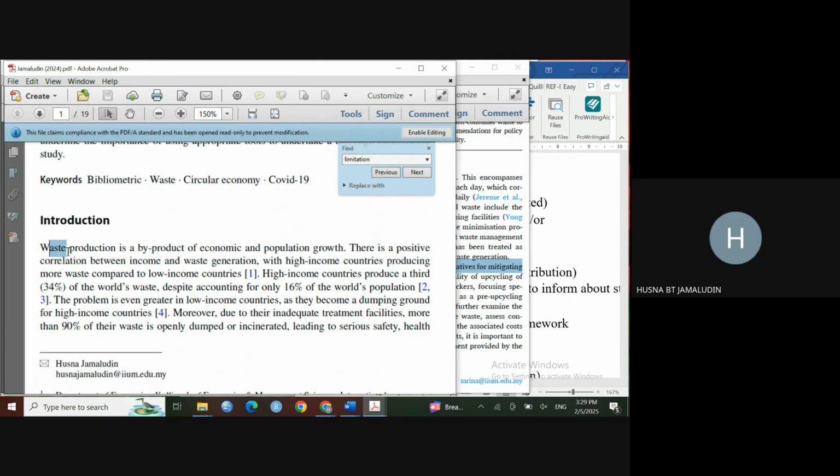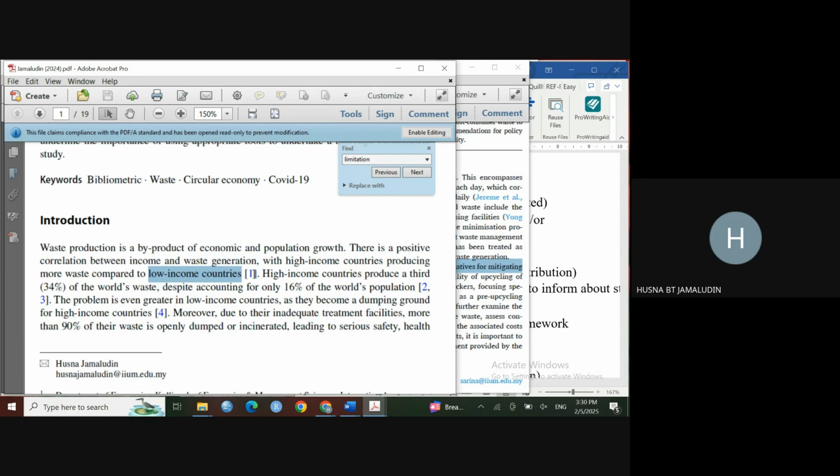Here, this is just a general statement. Waste production is a byproduct of economics and population growth. When the economy improves and your population is increasing, you expect to produce more waste, right? So there is a positive correlation. For economics students, we always want to look at the relationship, the correlation, whether positive or negative. There is a positive correlation between income and waste generation. A high income country will definitely produce more waste compared to a low income country.